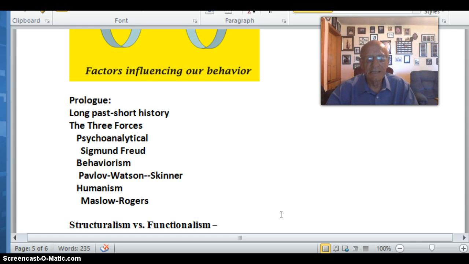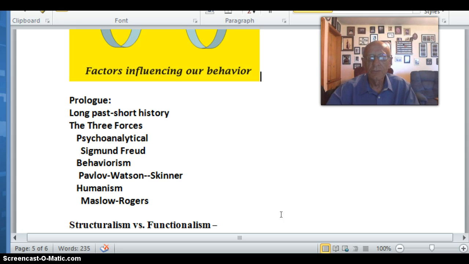Then we have humanism. Humanism is the third force. 1, psychoanalytical is a force. 2, behaviorism is a force. 3, humanism is a force. Founded by Maslow and Rogers. You may have seen Maslow's hierarchy, starting with the needs of food and water and air, and going up to self-actualization.